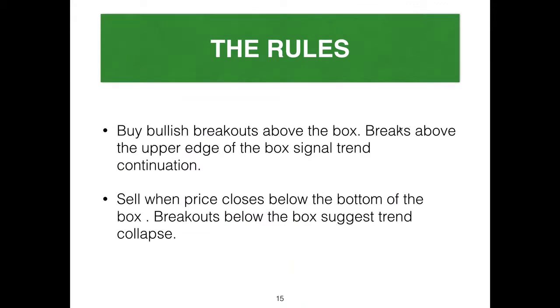So these are the rules of Darvas boxes. We buy bullish breakouts above the box. Breaks above the upper edge of the box signal a trend continuation. Sell when the price closes below the box. Breakouts below the box suggest trend collapse.